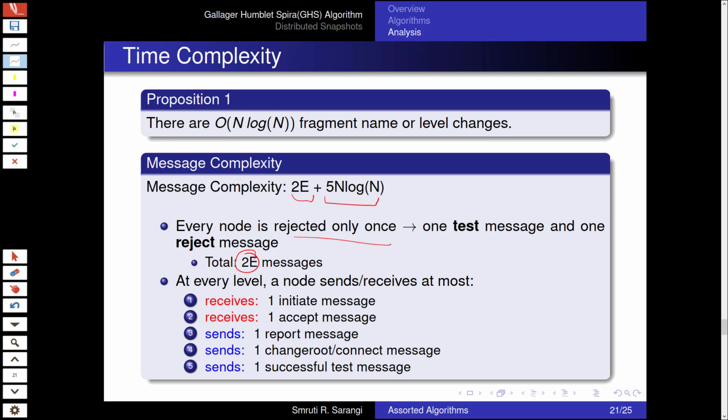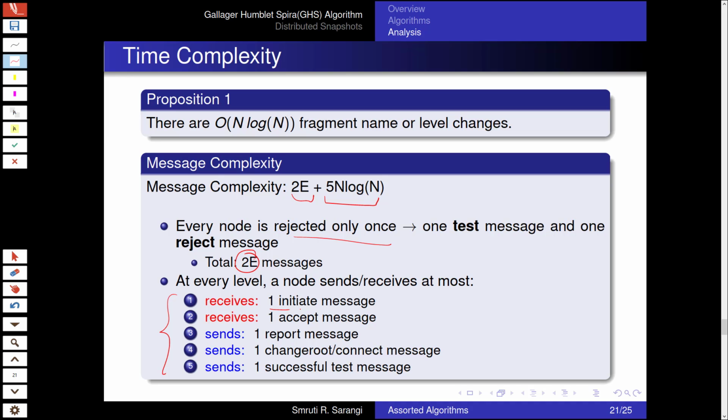At every level, a node sends, receives at most these many messages. How many messages? One initiate message to start, one accept message, one report message, right? So it receives an initiate message and an accept message. So initiate and accept is what it receives every node. And it sends a report message, a change root or connect message, depending upon where it is in the tree, and a successful test message. So these are the five kinds of messages that it sends or receives.